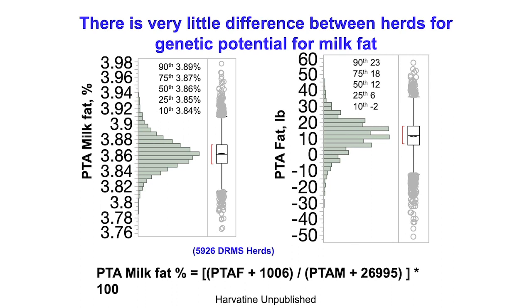When I use this equation to figure out what that means for PTA milk fat percent, the 10th to the 90th is 3.8 to 3.89. Basically no genetic variation in milk fat between our herds, right? We did this because we were wondering if there's some herds that are low in milk fat just because they've selected for cows that aren't high in milk fat. But it doesn't seem like anybody's gone really that far off the reservation in their breeding program.